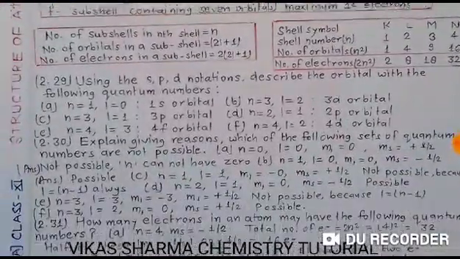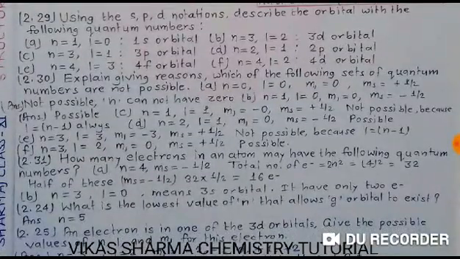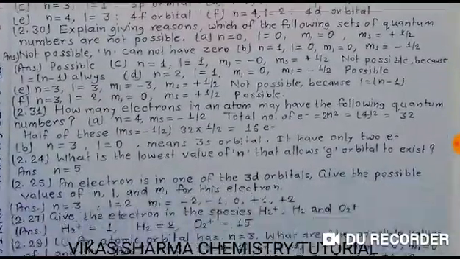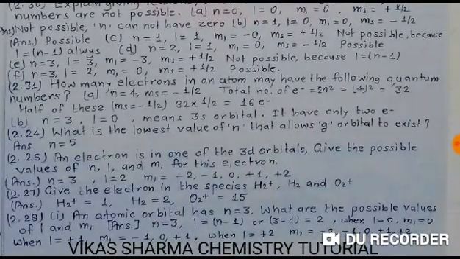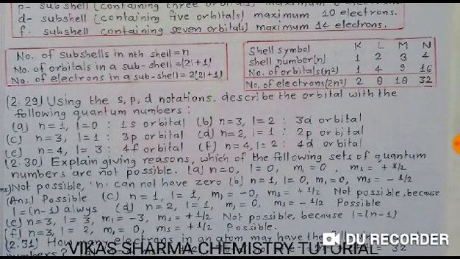So students, in the NCERT book, questions 2.29, 2.30, 2.31, 2.24, 2.25, 2.27 and 2.28 all belong to this topic. So we can solve question 2.29 using the spdf notation.